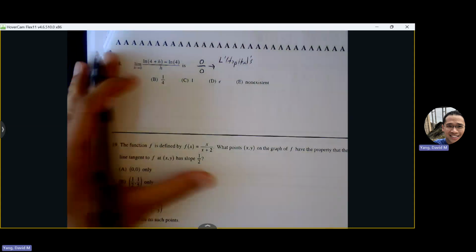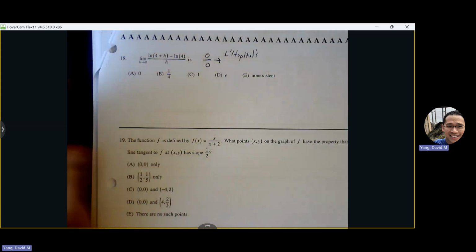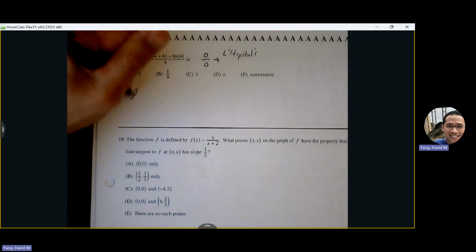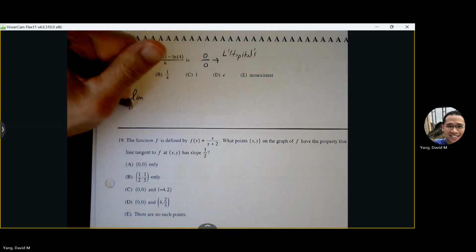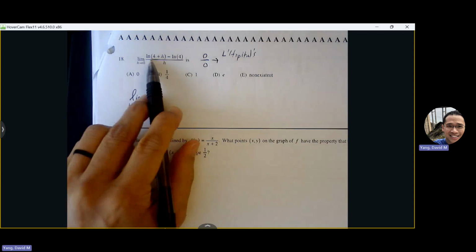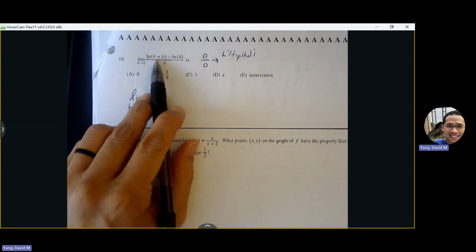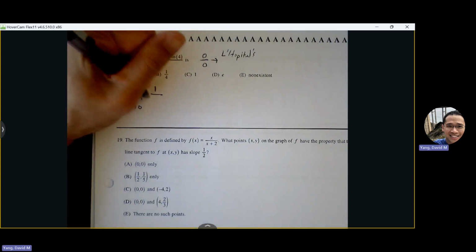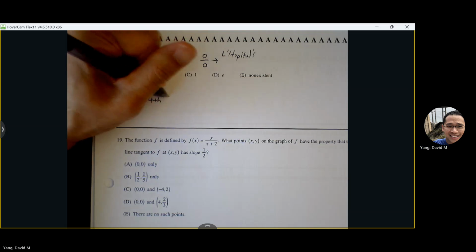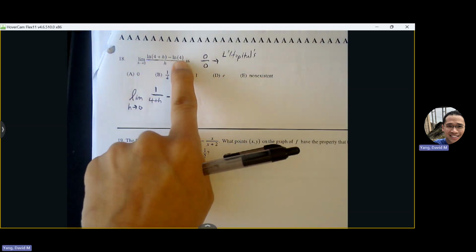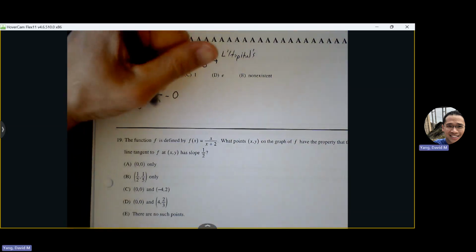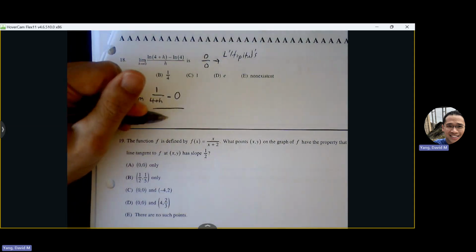So L'Hopital's rule says take the derivative of the numerator and denominator and then try the direct substitution process again. So natural log of u is u prime over u. Natural log of 4 is a constant. That derivative will just go to 0. And then h's derivative is 1.